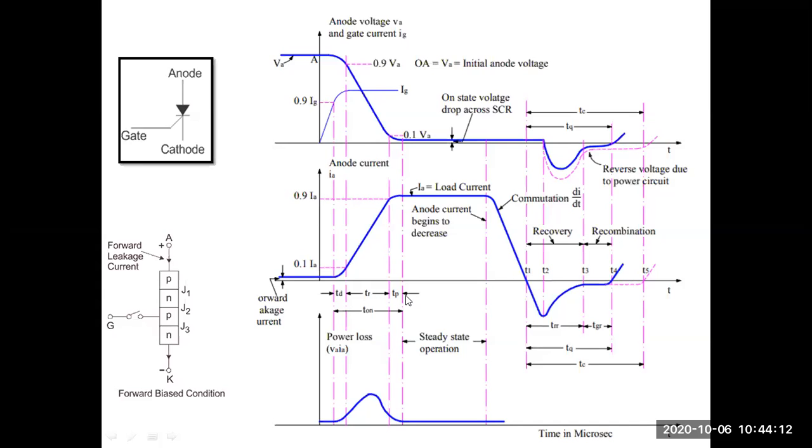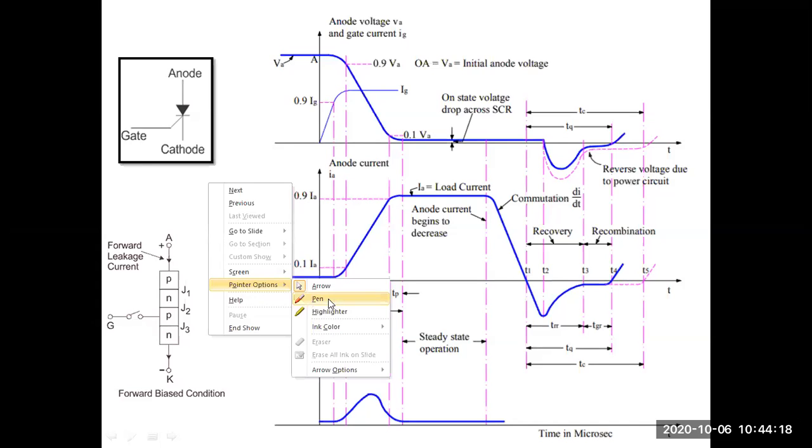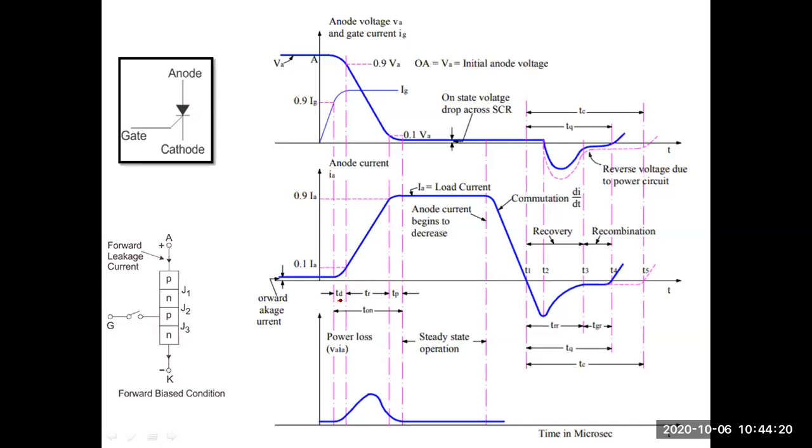It's not peak time, it's a spread time. That's fine. I'll use the pointer. So this is the delay time, rise time, and spread time, TD, TR, and TP respectively.